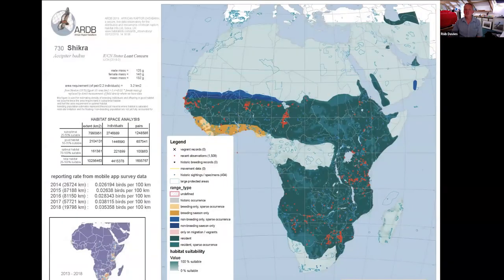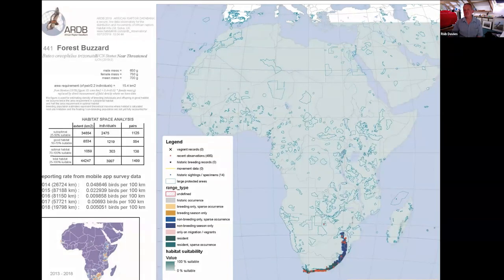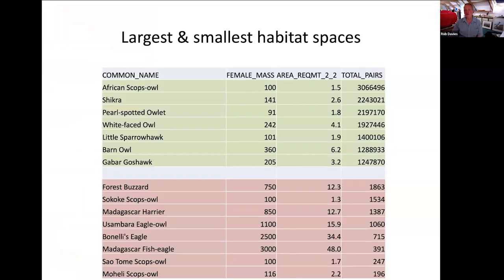And then just to end, really, you've got species like Shikra, which are tiny. They only occupy about 3 square kilometers. You've got a huge range. And then you contrast that with the forest buzzard, which has got a contracted range and a larger area requirement.